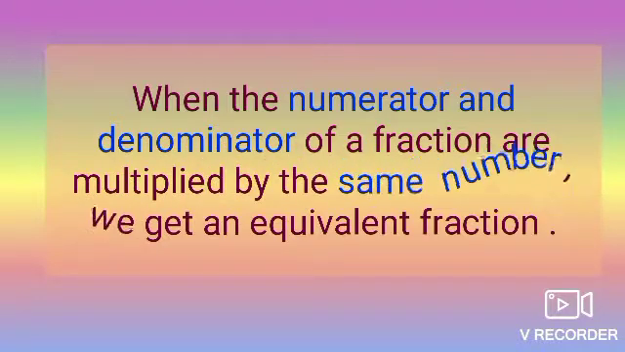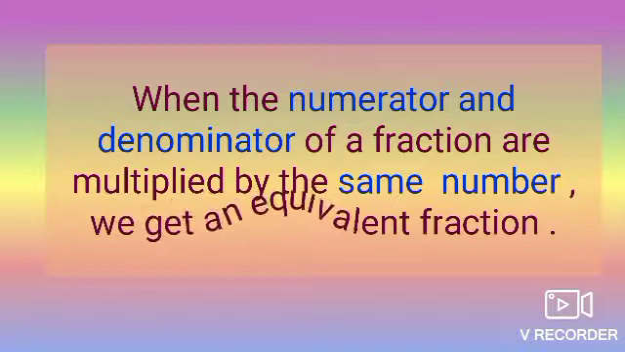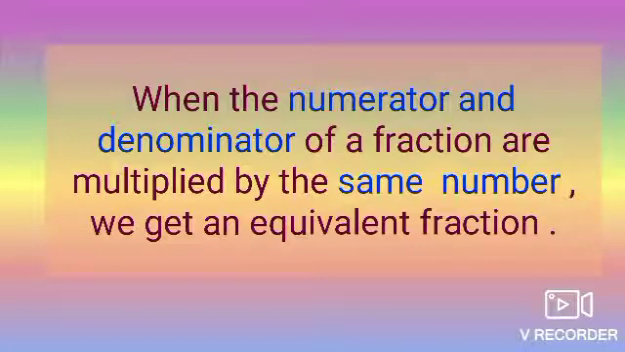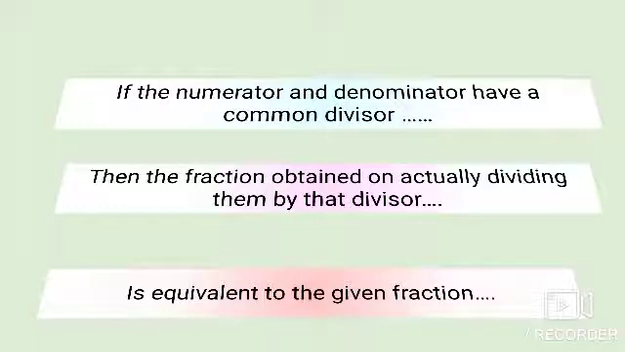So again, I'm going to repeat. When the numerator and denominator of a fraction are multiplied by the same number, we get an equivalent fraction. Now, again look at this over here. If the numerator and denominator have a common divisor, then the fraction obtained on actually dividing them by that divisor is equivalent to the given fraction.